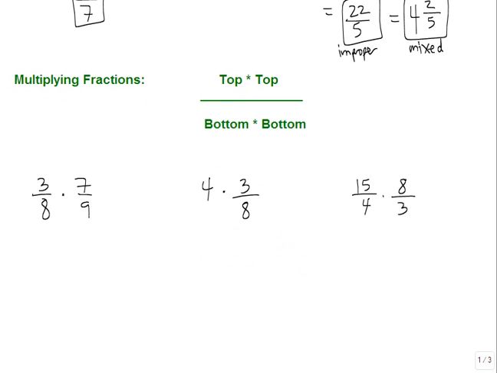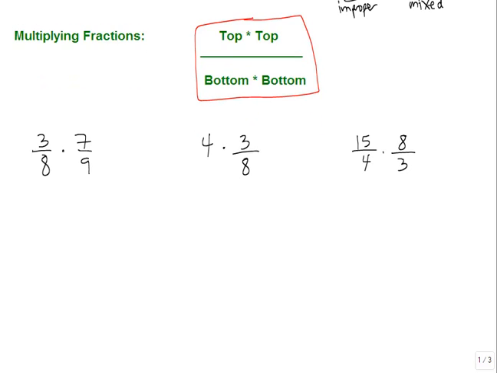Alright, now that we know how to reduce fractions by looking for common factors on top and bottom and crossing them off, now we're going to move into multiplying fractions. And the basic rule for multiplying fractions is to multiply top times top over bottom times bottom. So we're going to do that on this next example.